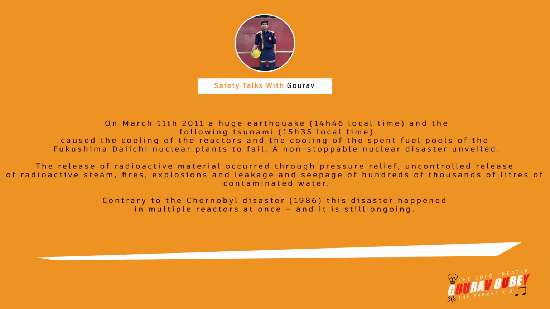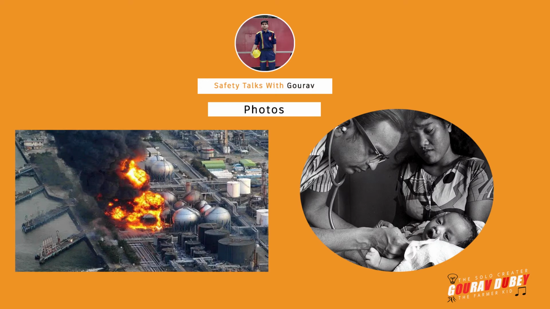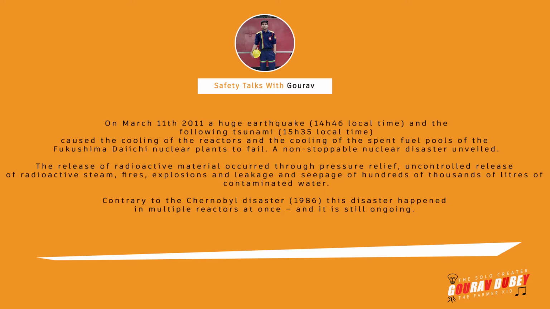So what happened in the Fukushima nuclear disaster? On March 11th, 2011, a huge earthquake, at 14:46 local time, and the following tsunami, at 15:35 local time, caused the cooling of the reactors and the cooling of the spent fuel pools of the Fukushima Daiichi nuclear plants to fail. A non-stoppable nuclear disaster unfolded. The release of radioactive material occurred through pressure relief, uncontrolled release of radioactive steam, fires, explosions, and leakages, and seepage of hundreds of thousands of liters of contaminated water.